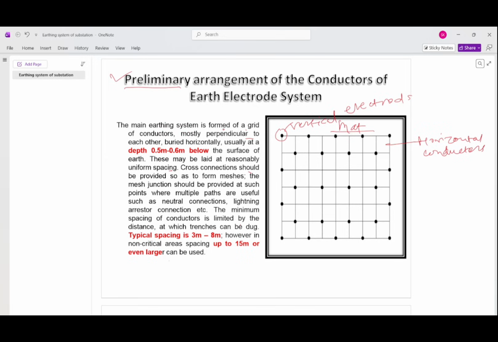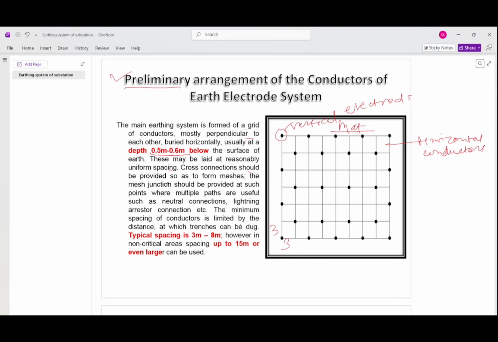The main earthing system is formed of a grid of conductors, mostly perpendicular to each other, buried horizontally, usually at a depth of 0.5 to 0.6 m below the surface of the earth. These may be laid at reasonably uniform spacing. Uniform spacing is to be provided, 3 by 3, like this.